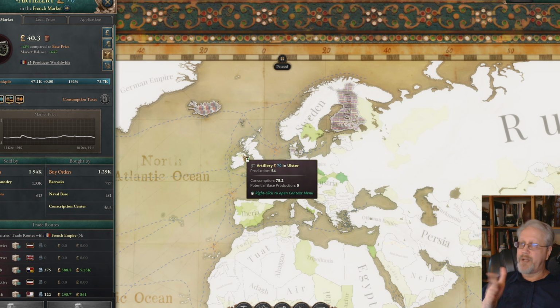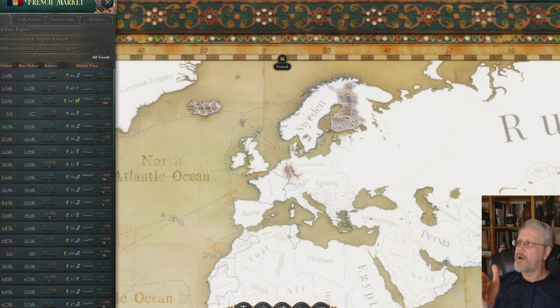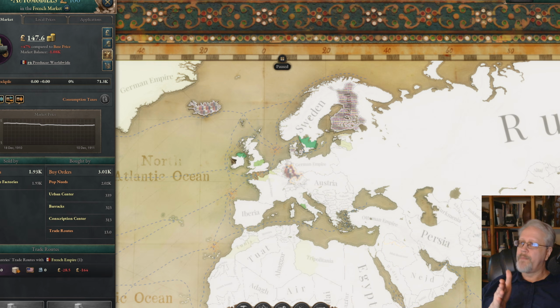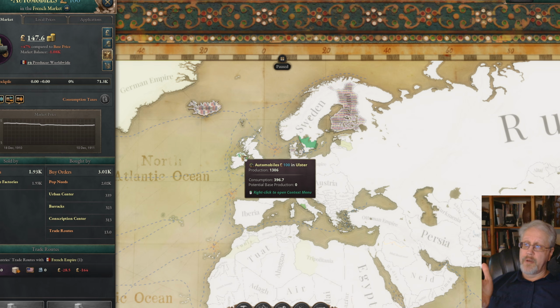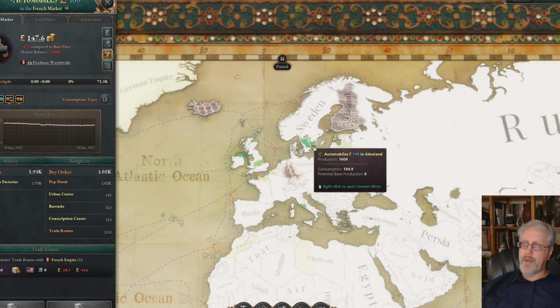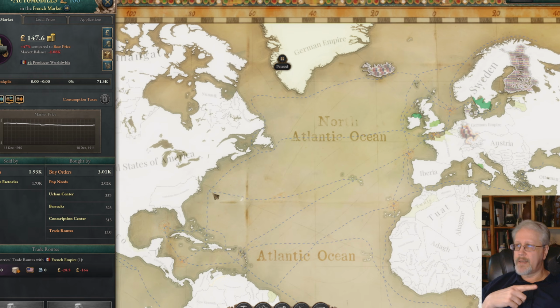There's a bunch being, no, that's artillery. I meant automobile. Where's that? There we go. A bunch of cars being made in Ulster. So apparently there's a DeLorean factory, and there's a bunch of automobiles being made in Sweden. So we got the Saabs, but yeah, that's it.